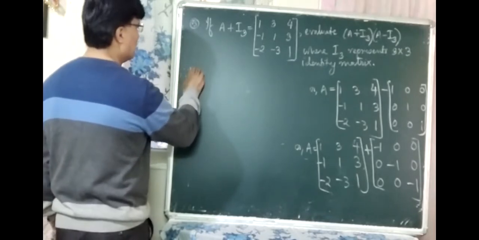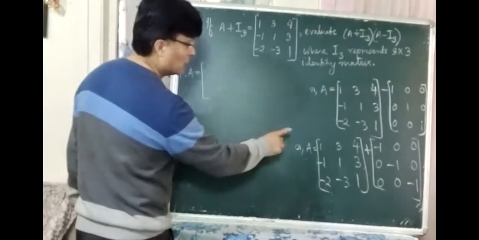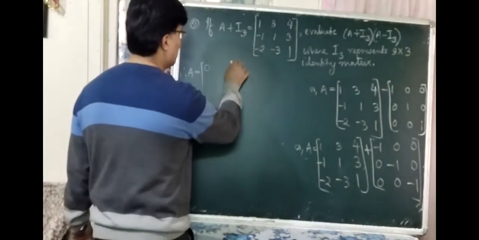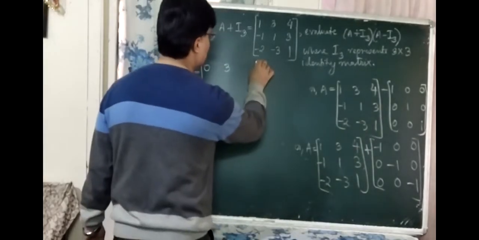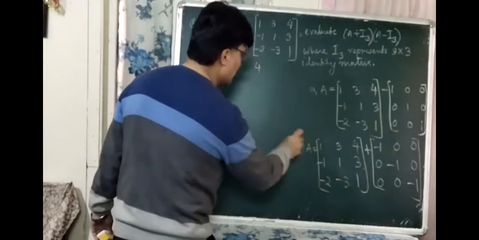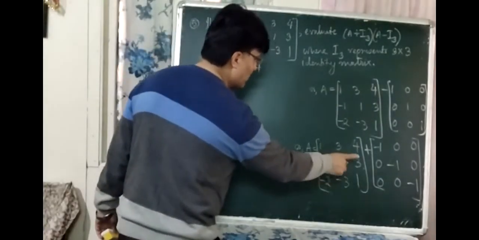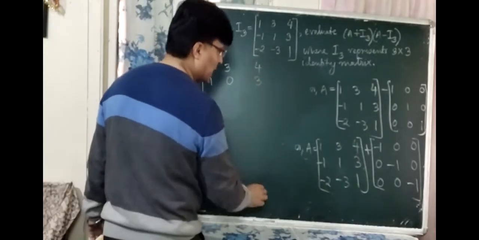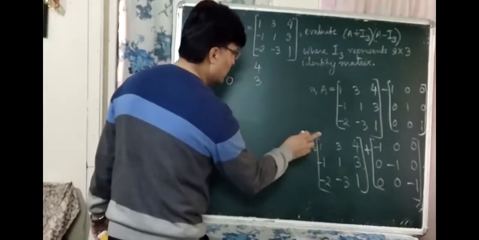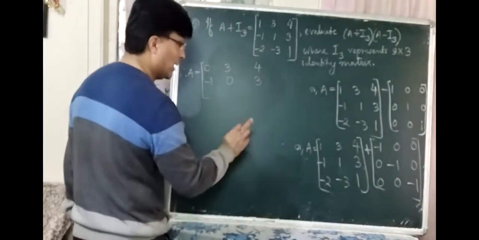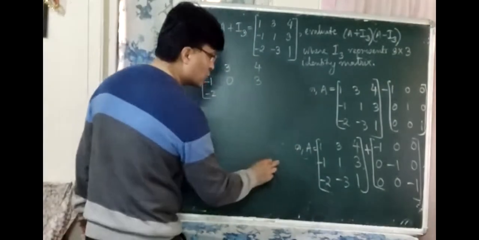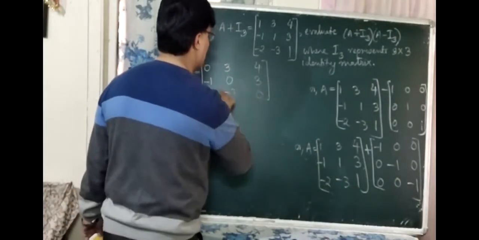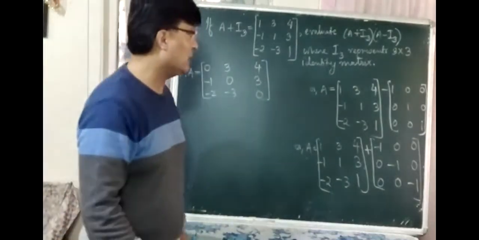So what is A now? A is equal to, 1 minus 1 is 0, 3 plus 0 is 3, 4 plus 0 is 4. Next, -1 plus 0 is -1, 1 minus 1 is 0, then 3 plus 0 is 3. -2 plus 0 is -2, -3 plus 0 is -3, and then 1 minus 1 is 0. So this is the matrix A.